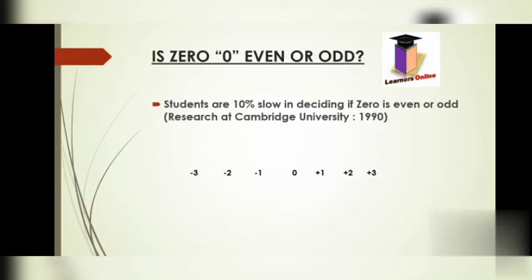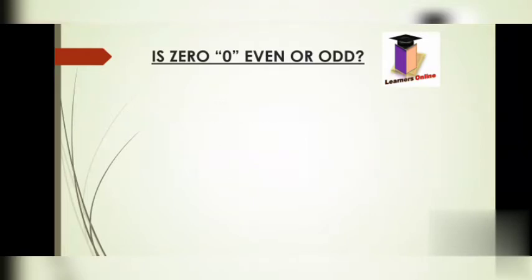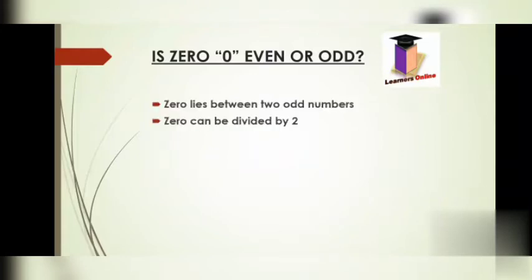So mathematicians were still confused, and they started figuring it out. If you look at the number line below, we have the numbers -3, -2, -1, 0 and then positive integers. Now we can see 0 is at the center and it lies between -1 and +1. Based on these facts on the number line, scientists found out that 0 lies between two odd numbers, that is -1 and +1.